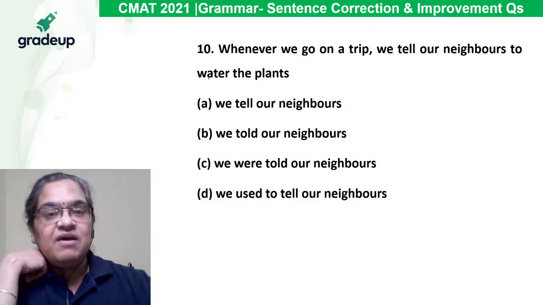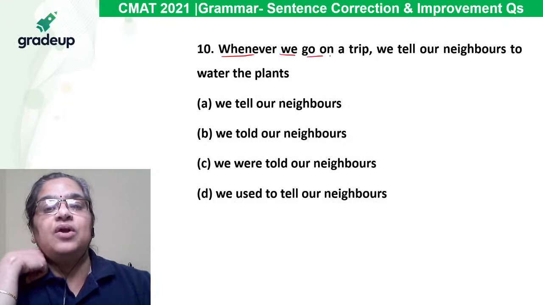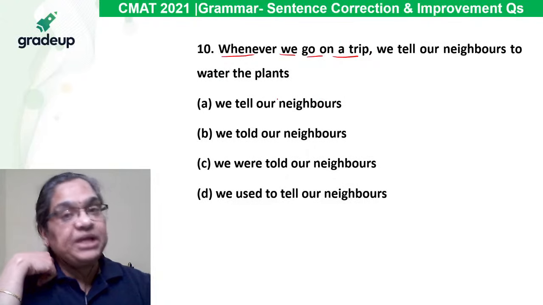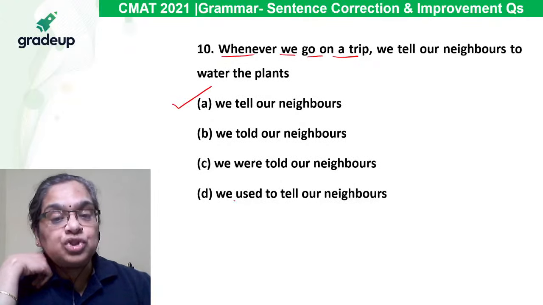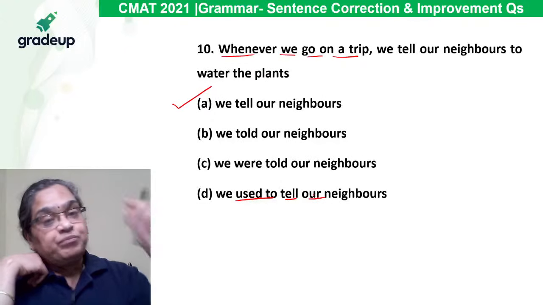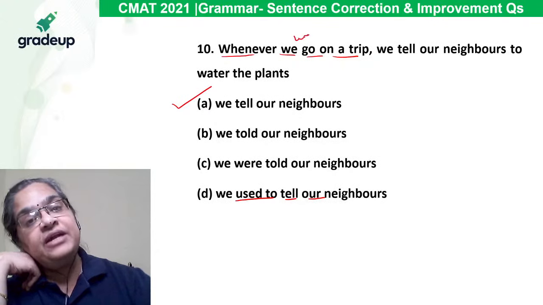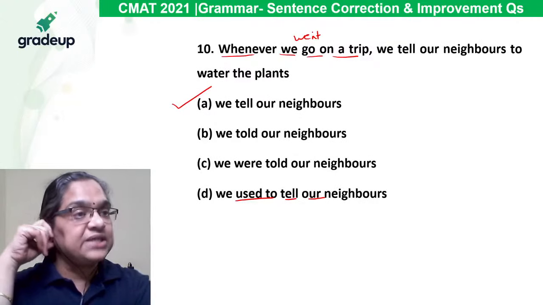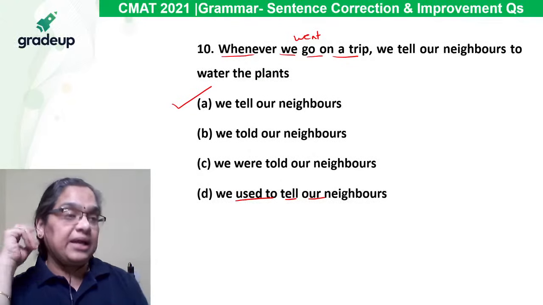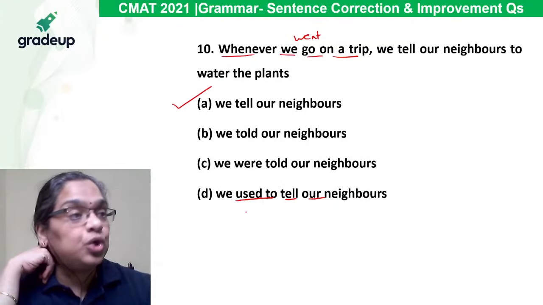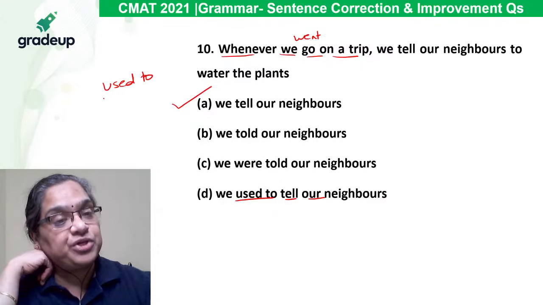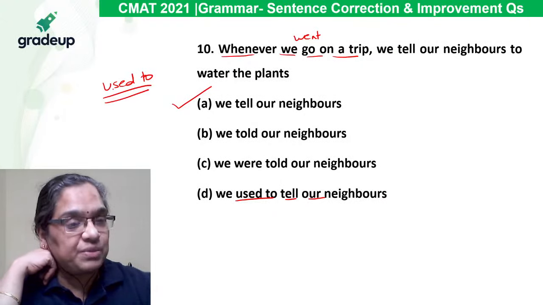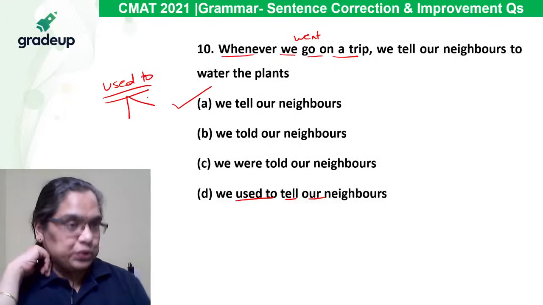Same way here, whenever we go on a trip, what do? हम जब भी जाते हैं, then what do? So we tell our neighbors, not told our neighbors. Used to tell our neighbors means here, whenever we went on a trip in the past, we used to tell our neighbors to take care. That means you don't do it now. So this is another expression that all of you are confused about. There are two meanings of used to.